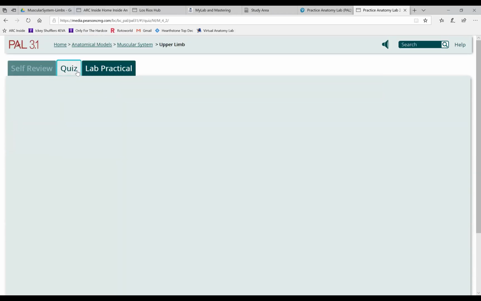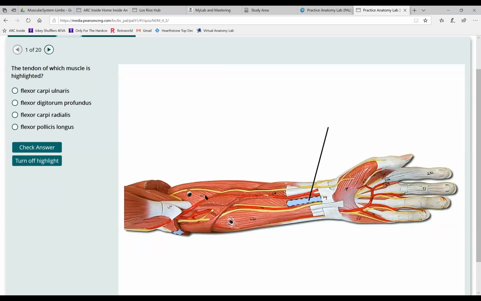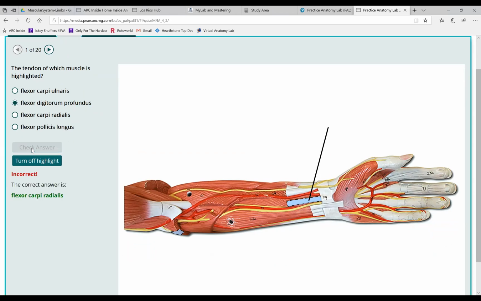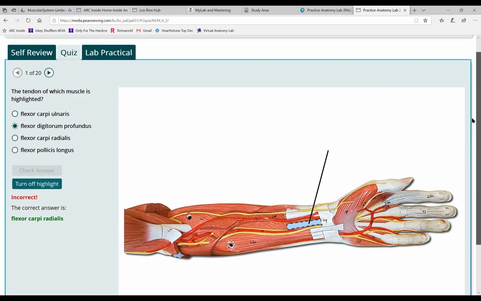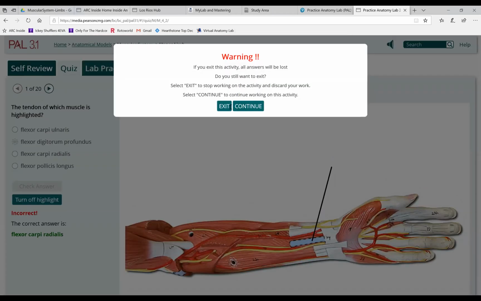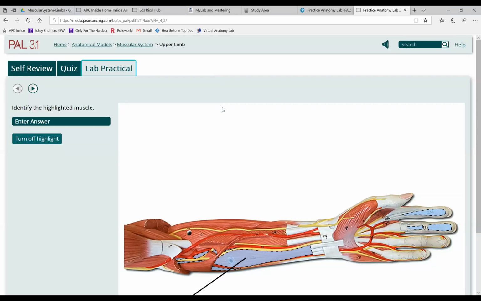There is a quiz, so when I'm ready, I can identify a muscle and try to identify what it is, and I can guess what it's going to be. And again, it's not always going to necessarily be something that is on your list, but it's still something that you sometimes could be responsible for, so make sure you're doing that, and if it's not one you're responsible for, ignore it. There is a lab practical that you can take where you actually have to write in the answer of what that is, so it can be challenging and it can be a fun way to study this material that way.